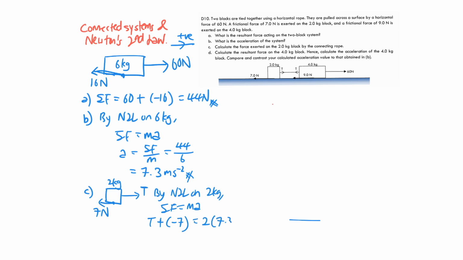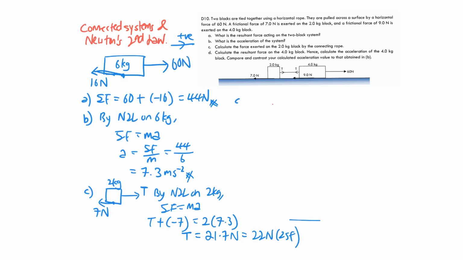Acceleration is the same value as found in part B. Now, the acceleration of the whole system must apply to the acceleration of the individual pieces within the system. This is so because otherwise the rope will break. We didn't see that happen, so therefore every box in this system must move with the same acceleration. So if you solve this, you will get a tension force of 21.7 Newton, which I'll write to 2 SF.